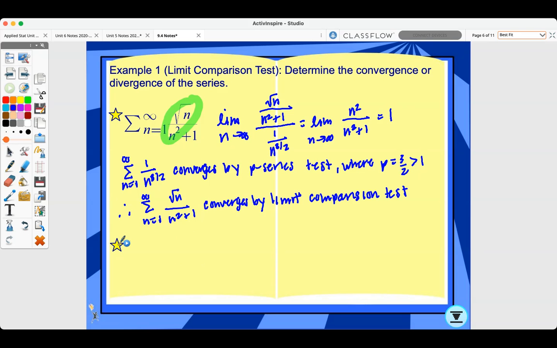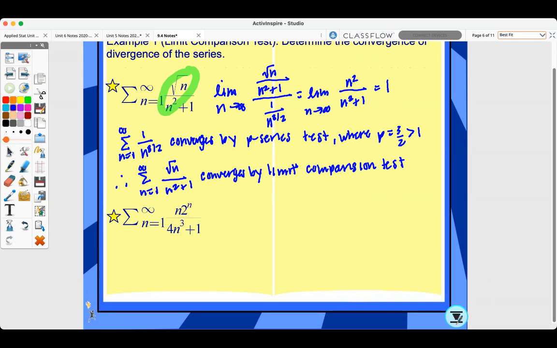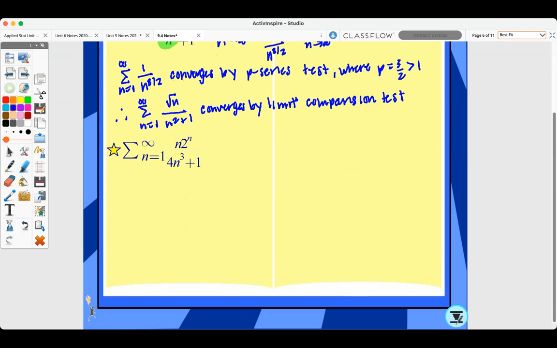So let's look at the second example. We're going to look at the series from n equals 1 to infinity of n times 2 to the n all over 4 n cubed plus 1. So we're going to compare this to the simplified form here. So if I look at this, I would compare it to this, but we don't need to have the coefficient of 4. The n's cancel out, so we're going to compare it to 2 to the n over n squared.